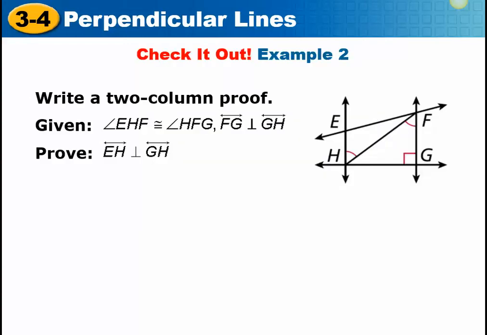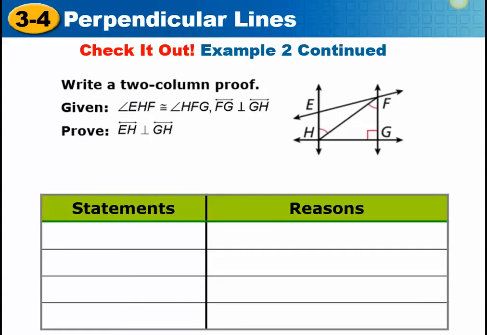All right, this one asks you to do a proof as well. It looks crazy, so we'll just take it step by step here. It says that angle EHF, oh, that's already marked congruent, is congruent to HFG. So we've got this one is congruent to this one. If that was not marked, we would have marked it, but it's there. So this angle is congruent to this angle.